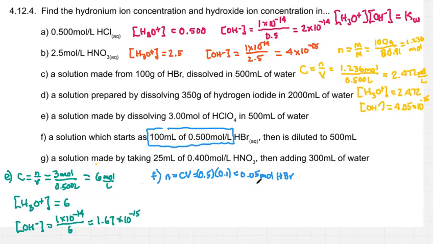They took this amount of chemical and they put it in 500 milliliters of liquid. So the actual concentration, the diluted concentration, is N over V, 0.05 moles HBr divided by 0.5 liters gives 0.1 moles per liter.